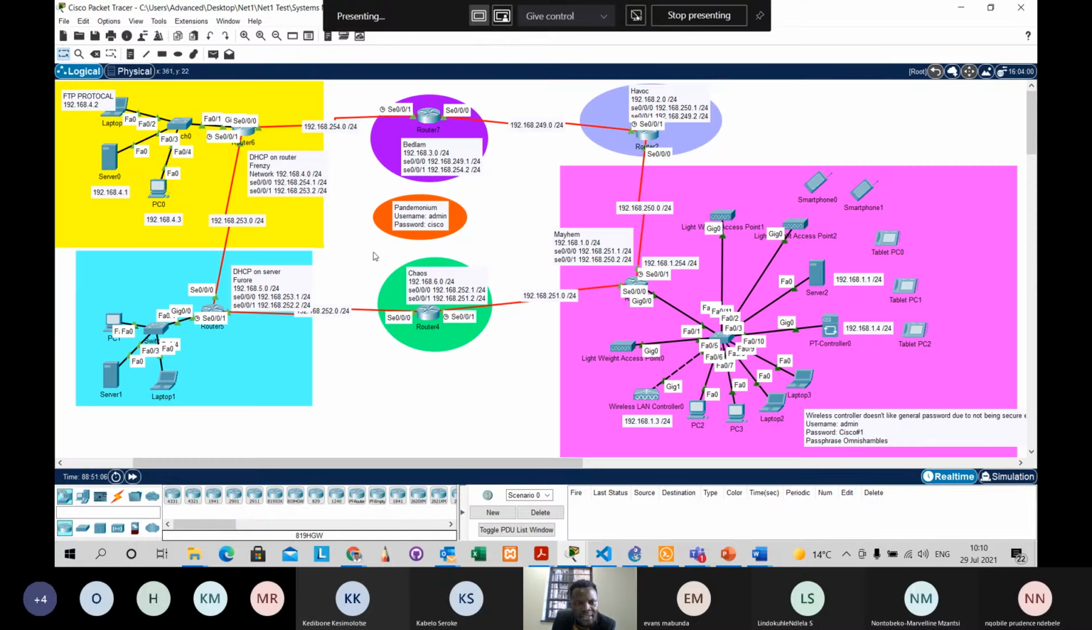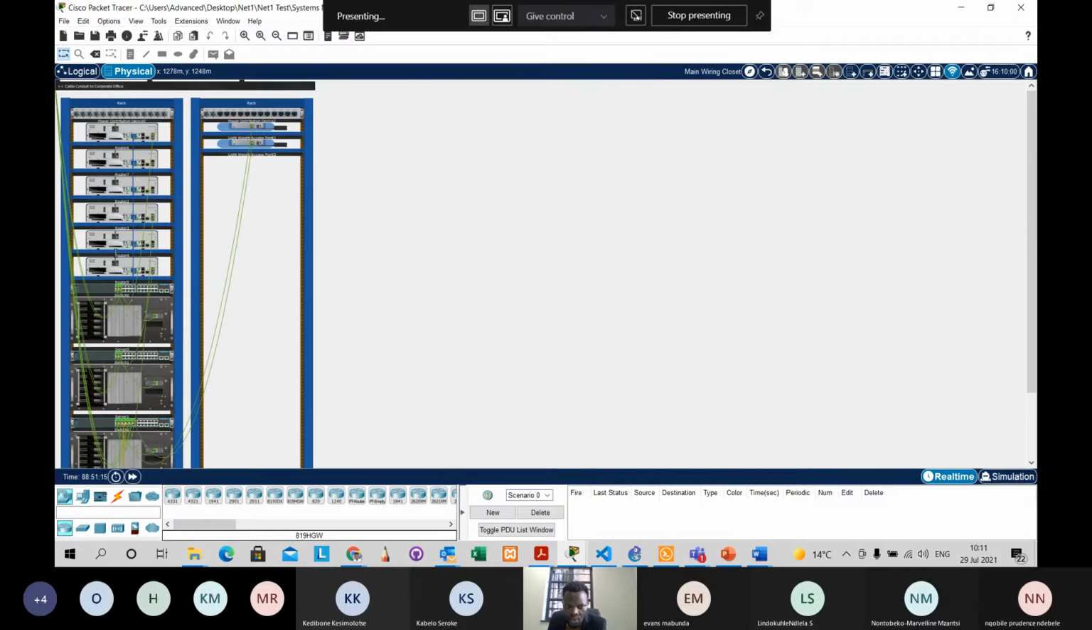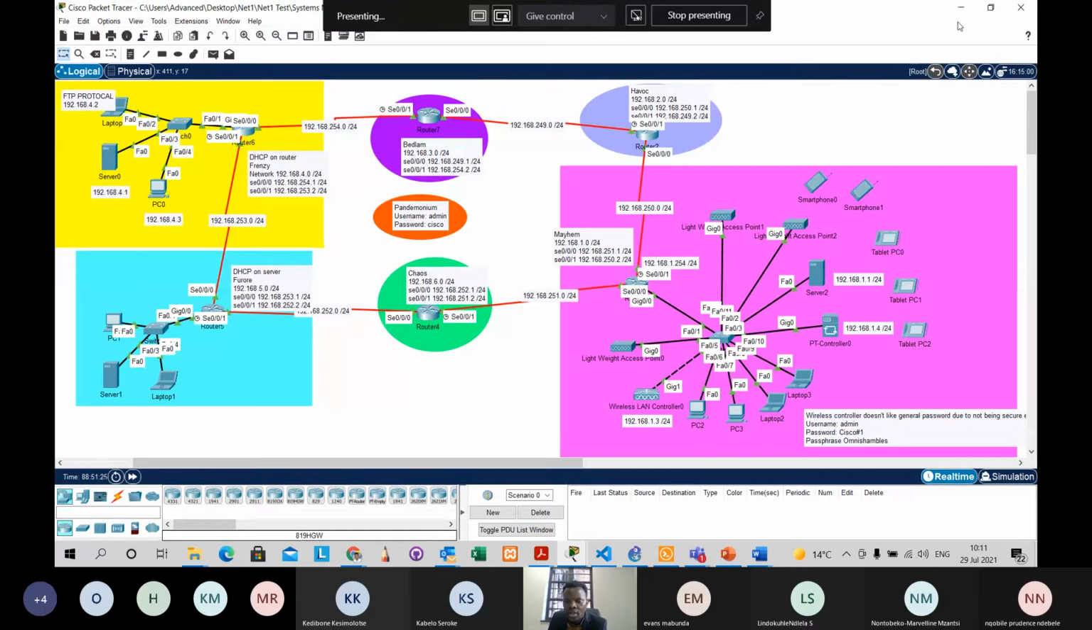So when talking about the logical topology, this is what we're talking about. This is a logical topology from a bird's eye point of view, right? Physical, it looks like this. This is what you're going to be working with. When we're talking about the physical cabling, this is what you're going to be dealing with a lot. Right, that's the logical.